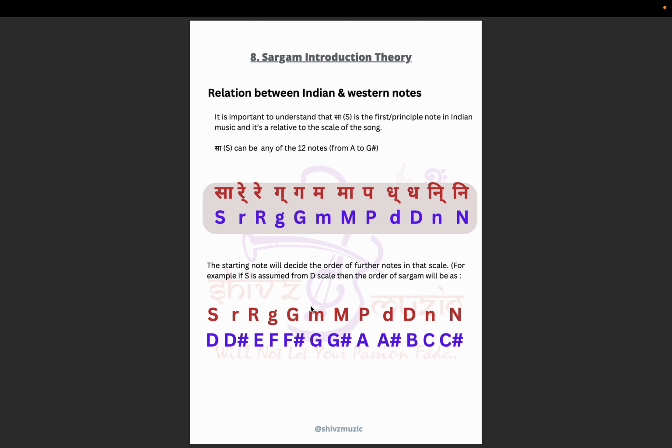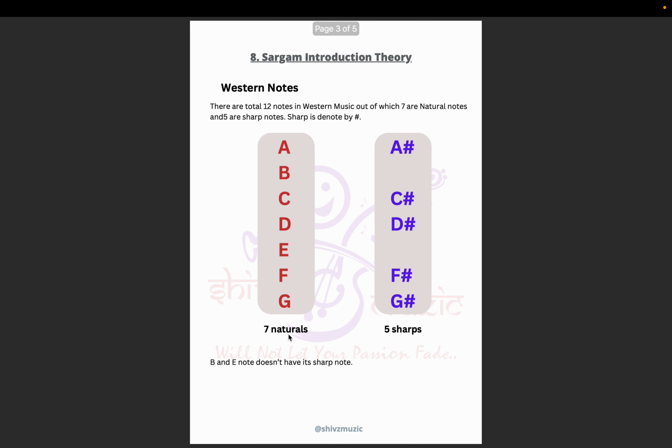So if you understand the order of the Sargam, then you will be able to understand the concept of interrelation between Indian and Western notes. This you will learn in detail in upcoming lessons as well. For now, you just get the concept that the Sa is a relative concept in Indian music. It can be among any of the 12 notes which are depicted in the Western music from A to G sharp. Okay, so now you have learnt about the Hindustani Sargam and Western notes.